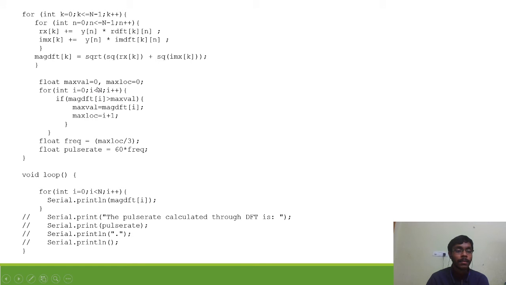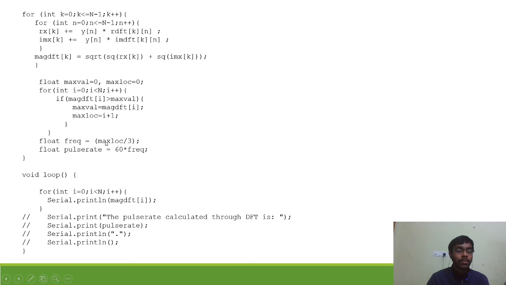So now we need to find the maximum, right? So we declared the maximum value and maximum location. Now we put one loop that is iterating up to the first 75 values, and we stored the location.